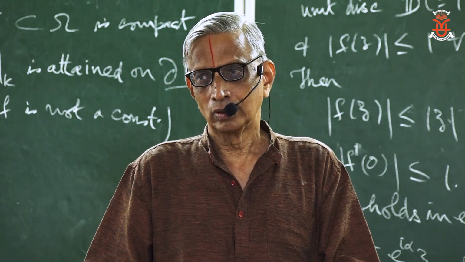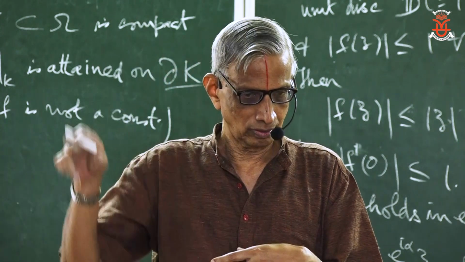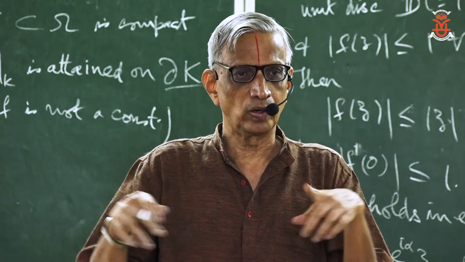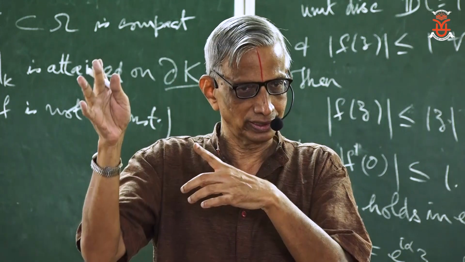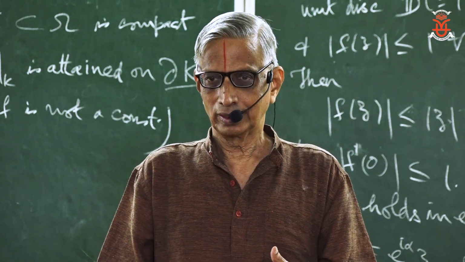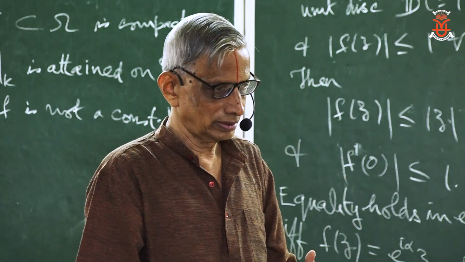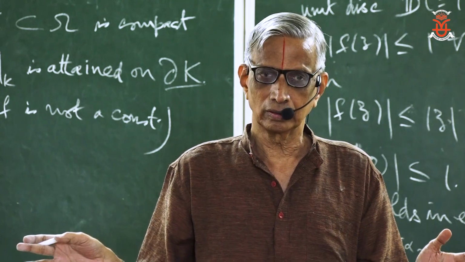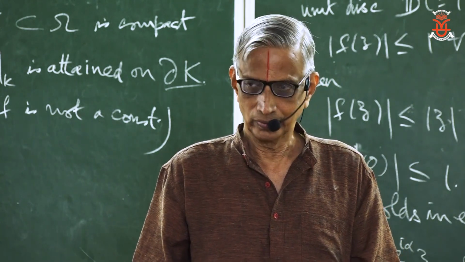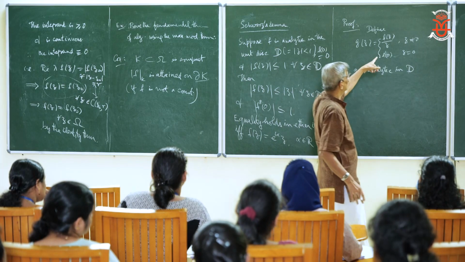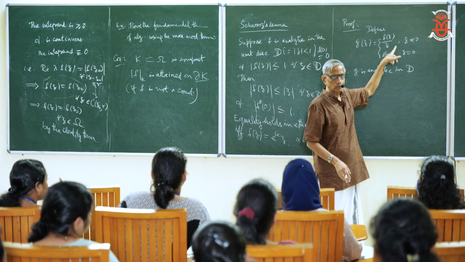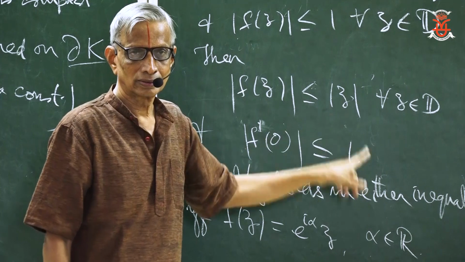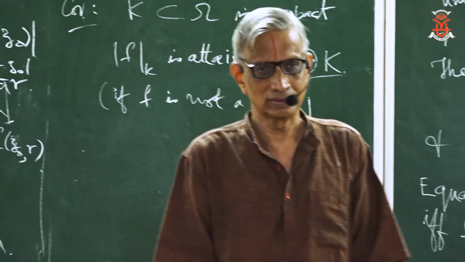But the maximum is on the boundary by the maximum modulus theorem. So if it's less than or equal to something on the boundary, then it has to be less than or equal to that thing in the interior also, right? Therefore, mod g z is less than or equal to 1 in D, in the whole of the interior also, which means the modulus of this is less than or equal to 1, which means this. That's all.